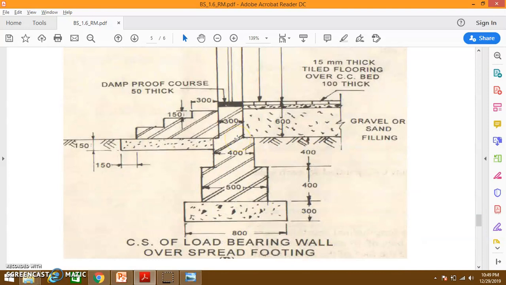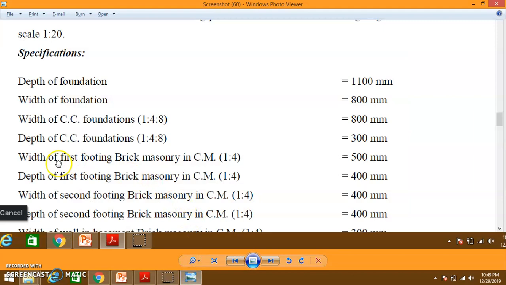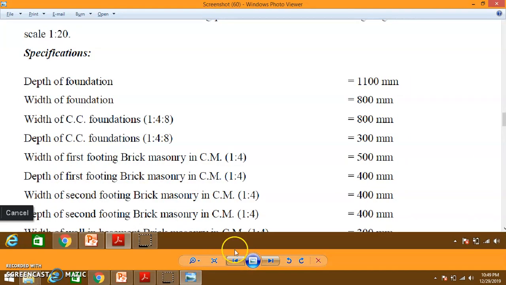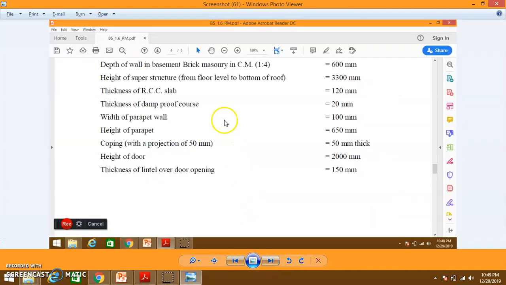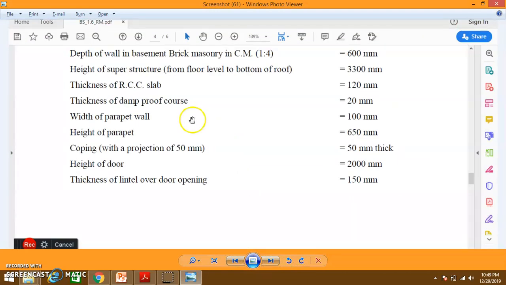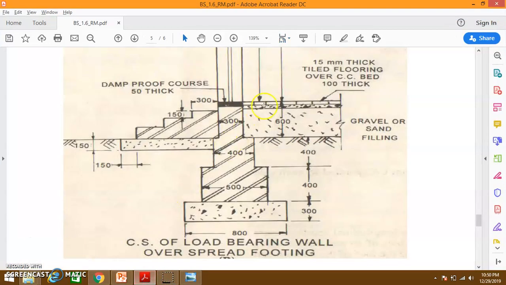Next. The second footing is already completed. Next, depth of wall in basement, thickness and the cement mortar: 600 mm. Depth of wall in basement is 600 mm, up to the basement level.